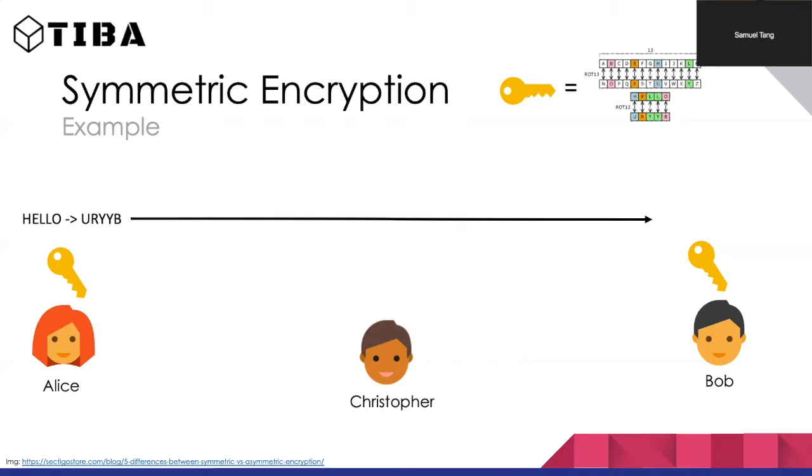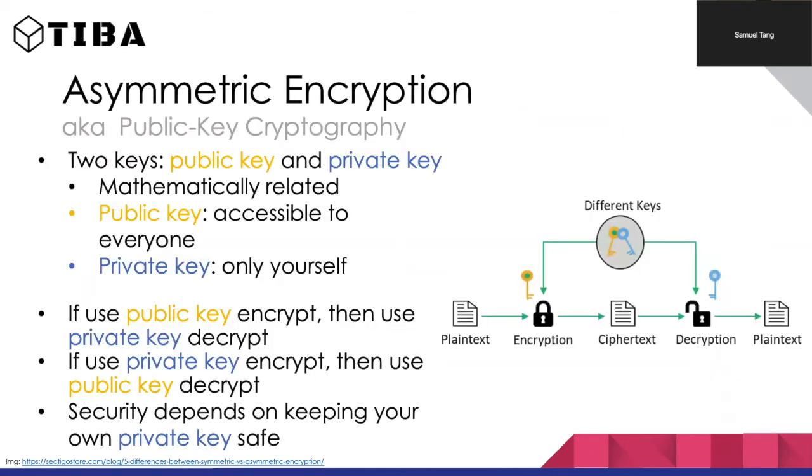And because Bob also has the key, the table, he's able to decrypt the message back to hello, right? But now if Christopher right here wants to intercept the message, all he gets is the encrypted message, URYYB, and he doesn't know what that means, right? Because he doesn't have the key. So this is an example of symmetric encryption.